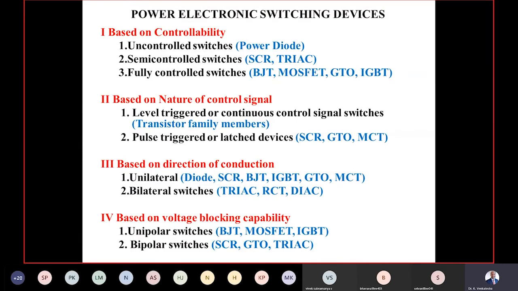Thereafter, a pulse is not at all required for the gate terminal. But that is not the case in the BJT transistor. The transistor, as long as you give the 5 volt, it will be in on state. The moment you reduce the base voltage to 0, it will go to off state. That we say is fully controlled.